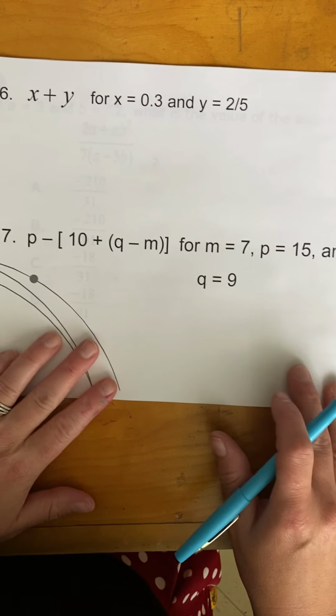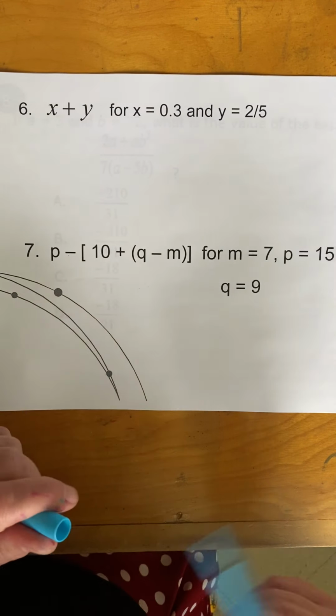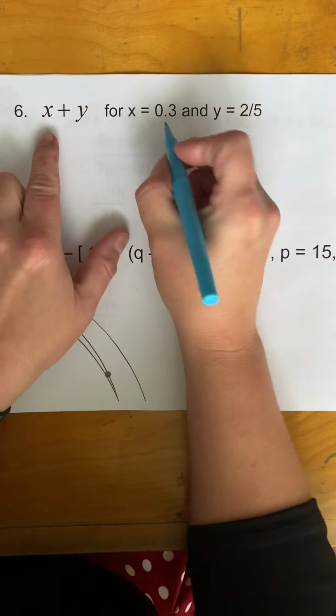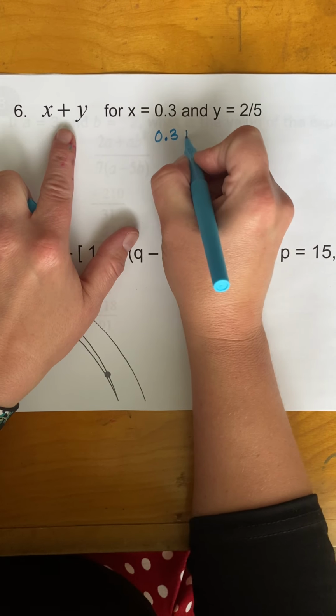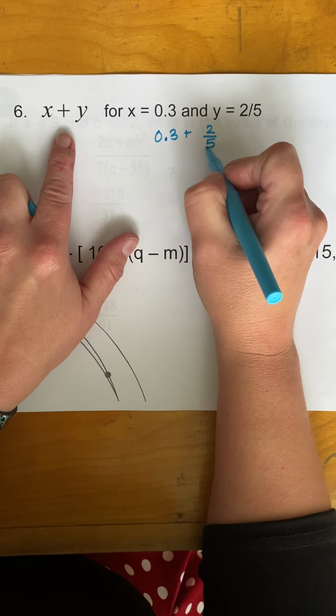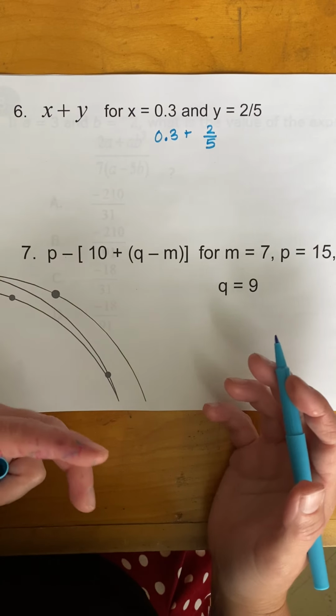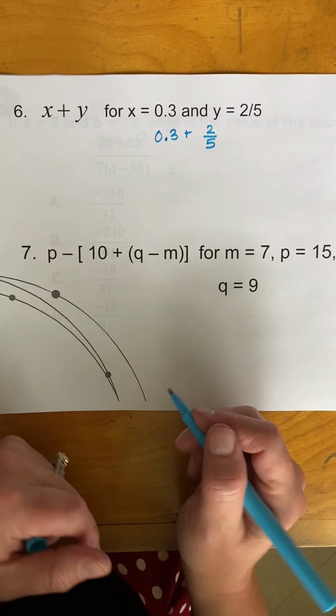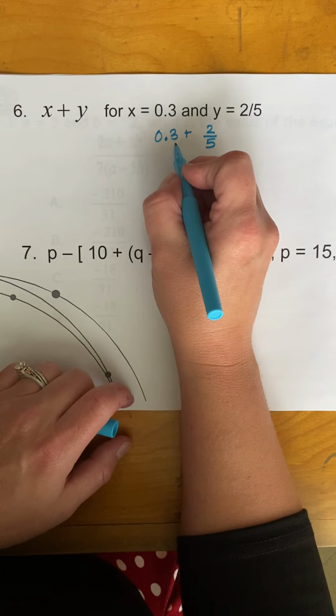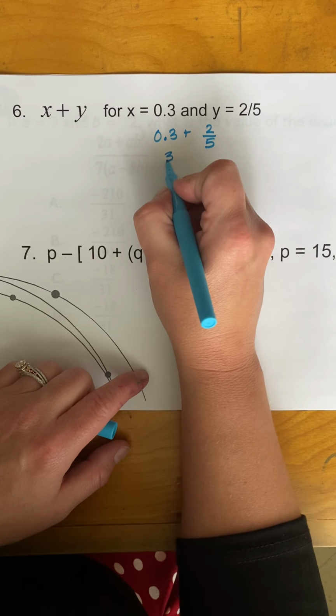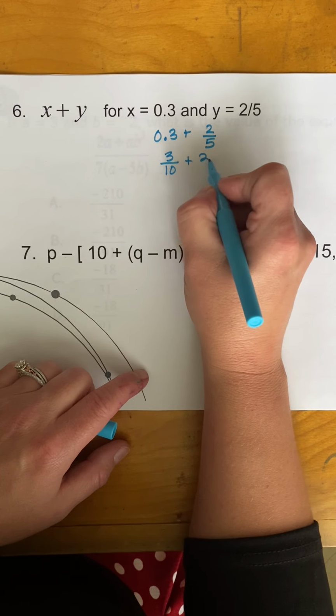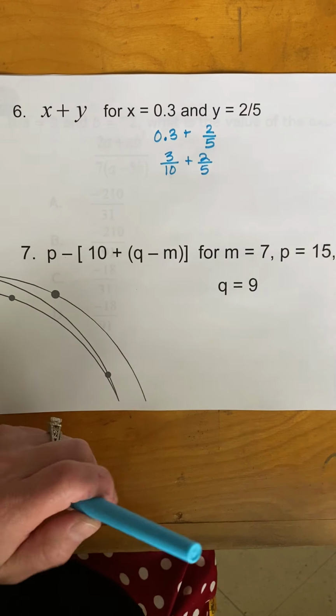For the next one, we're going to have fun and throw in some decimals and fractions. So for x, we're going to plug in 0.3. For y, we'll plug in 2/5. Now, we got to change this to either all decimals or all fractions. So let's go the fraction route first. 0.3, 3 is in the tenths place, so that'll be 3/10. I can only add fractions if they have a common denominator.